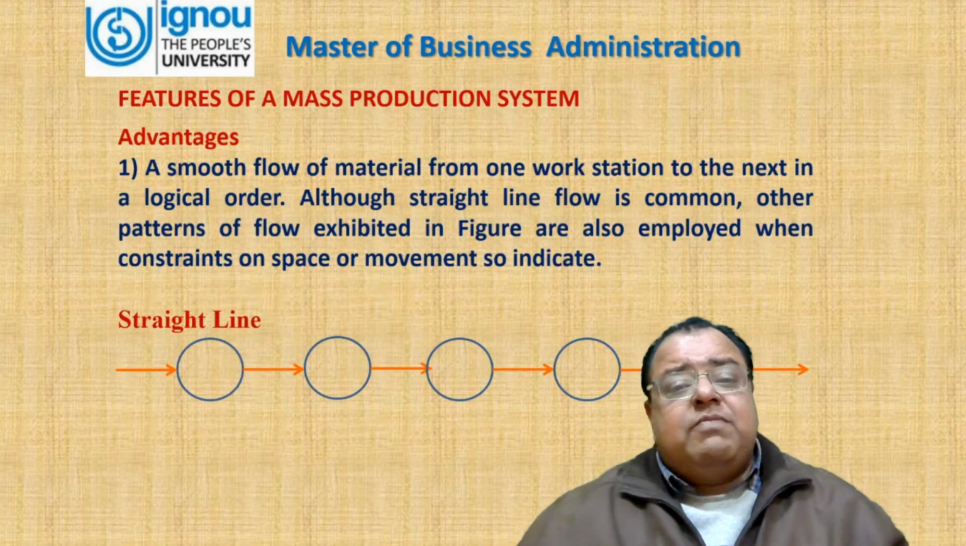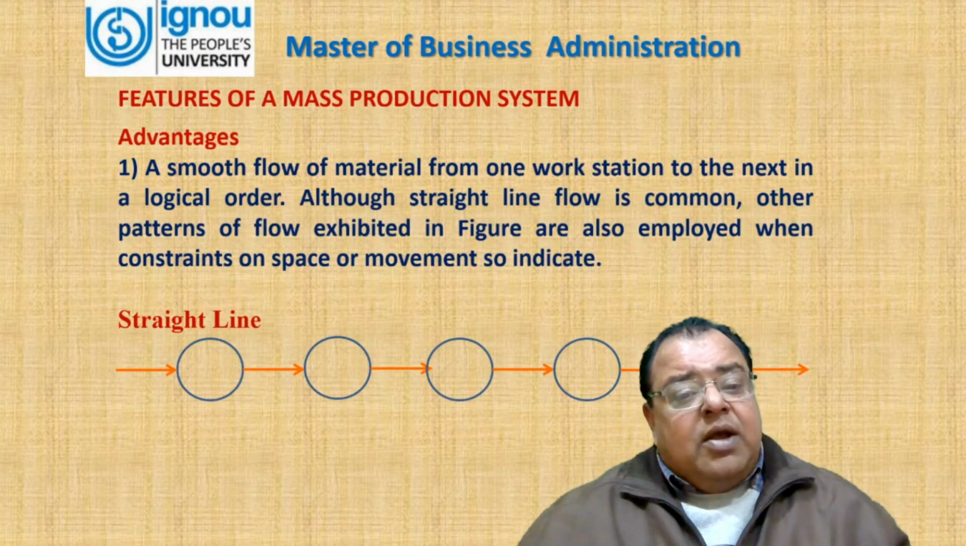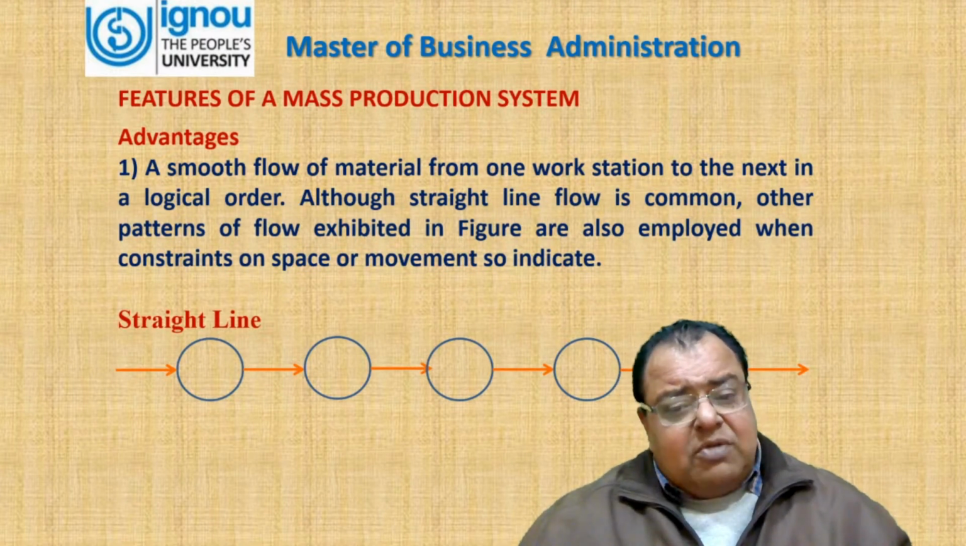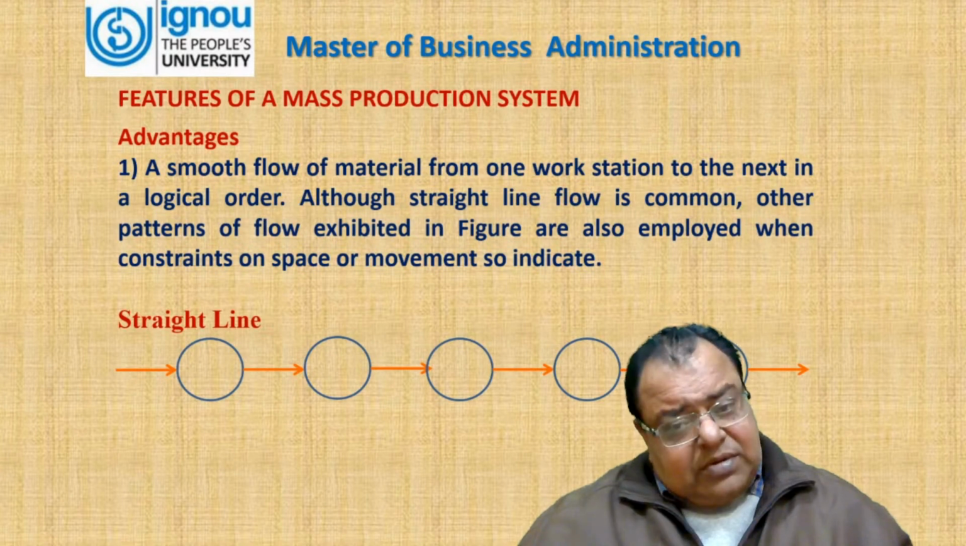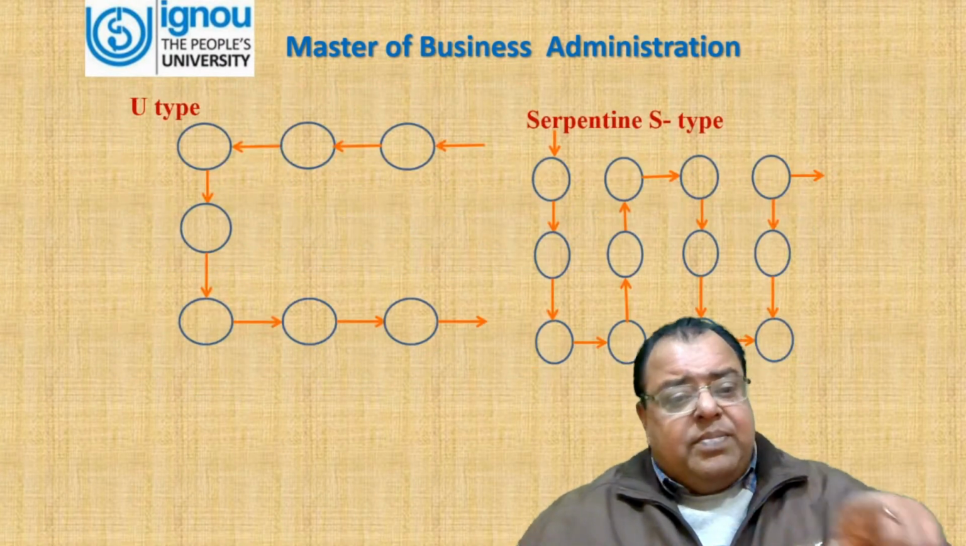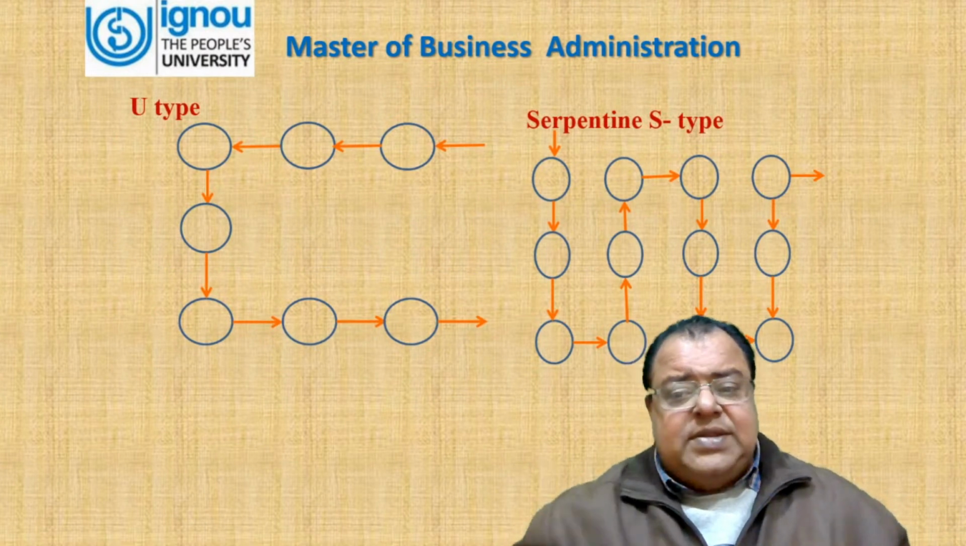What are the features of mass production system? Advantages: a smooth flow of material from one workstation to the next in a logical order. Although straight line flow is common, other patterns of flow exhibited in the figure are also employed when constraints of space or movement are there. Straight line, U-type, serpentine, S-type, which is zigzagging.